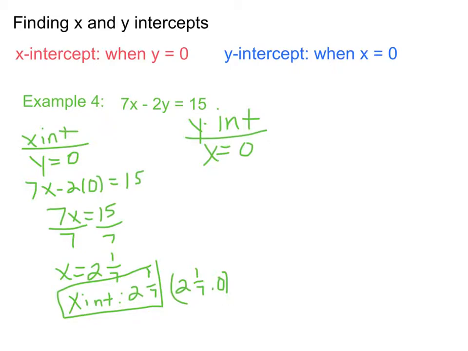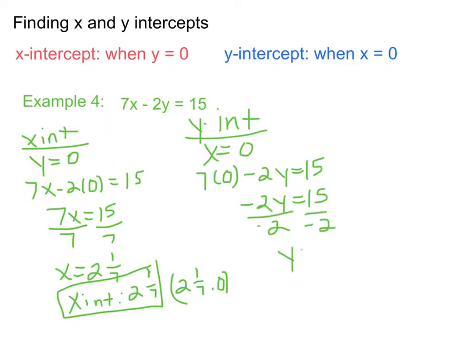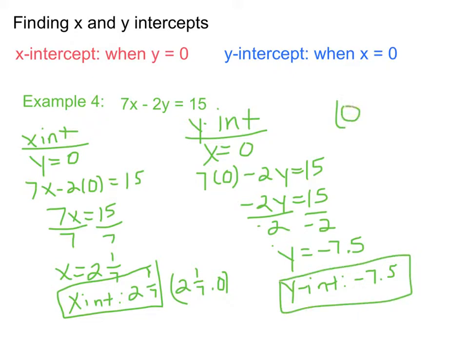So the y-intercept is when x equals 0. So 7 times 0 minus 2y is equal to 15. So that's really just negative 2y equal to 15. Divide by negative 2. And y equals negative 7.5. And you could leave it as 15/2 if you want. But it's really negative 7.5. And so that means your y-intercept is negative 7.5, which means the point on our graph is actually 0, negative 7.5. And that would be the x and y-intercept for that line.